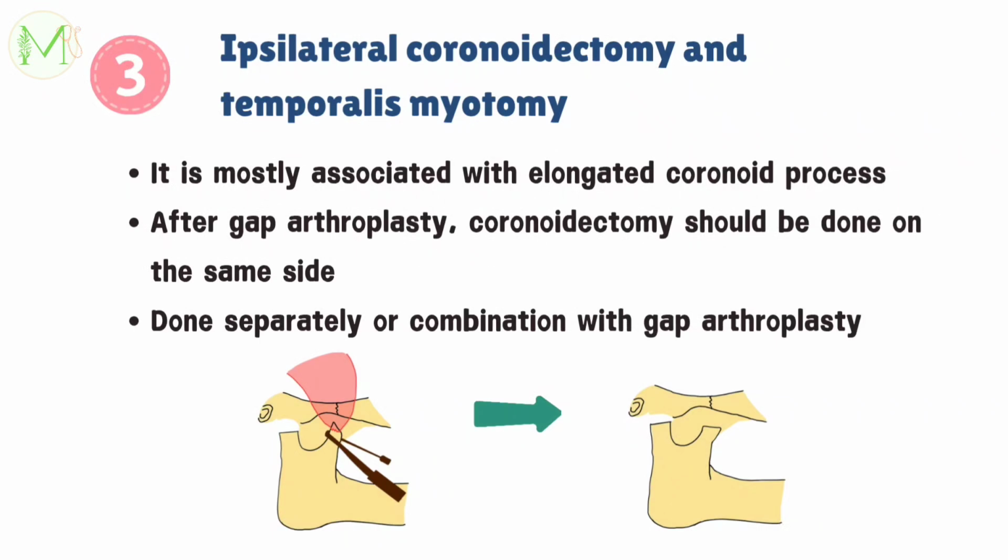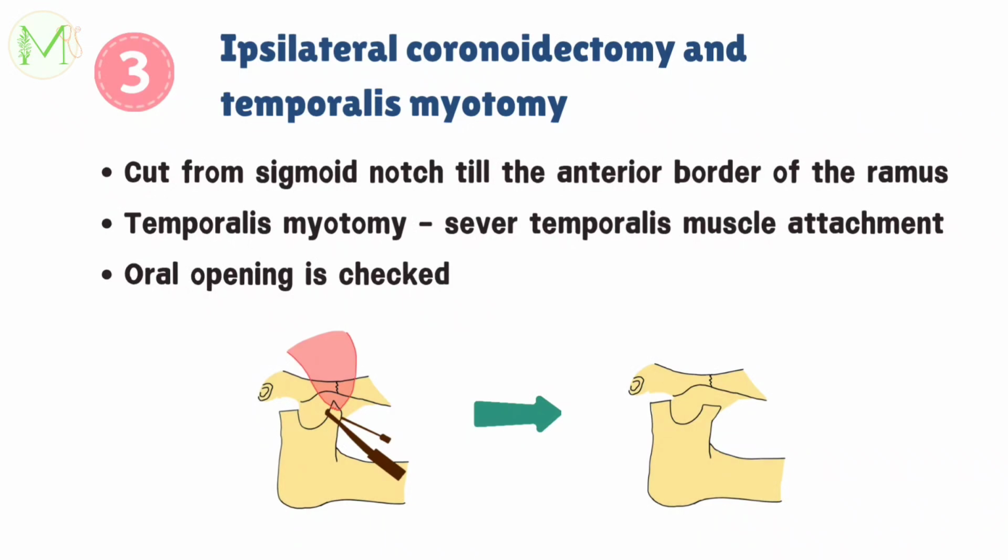In most cases of TMJ ankylosis, there is always an association of an elongated coronoid process. Once this gap arthroplasty is completed, the coronoidectomy on the same side should be carried out. It can be done separately or in combination with the gap arthroplasty, cut from the same extraoral incision. The coronoid process is cut from the level of the sigmoid notch till the anterior border of the ramus. Now what happens to the temporalis muscle, which gets inserted into the coronoid process? The temporalis muscle attachments are severed by carrying out temporalis myotomy.